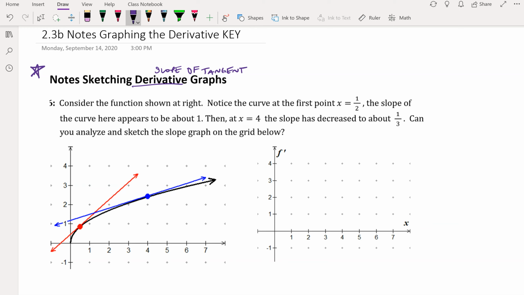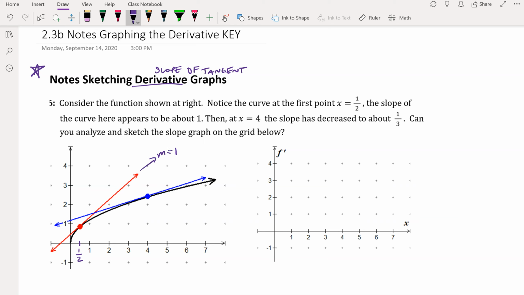Consider the function shown below. Notice the curve at the first point, x equals 1/2. The slope of the curve here appears to be about 1. So at x equals 1/2, the slope of this tangent, m, equals about 1. Then at x equals 4, this blue slope looks like it's about m equals 1/3, the slope of the tangent line, or the derivative. The derivatives at those points are 1 and 1/3. Can you analyze and sketch the slope graph on the grid below?